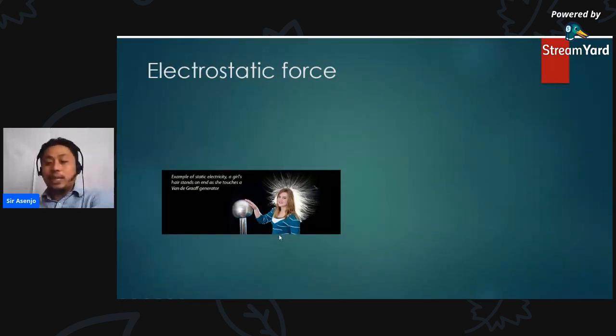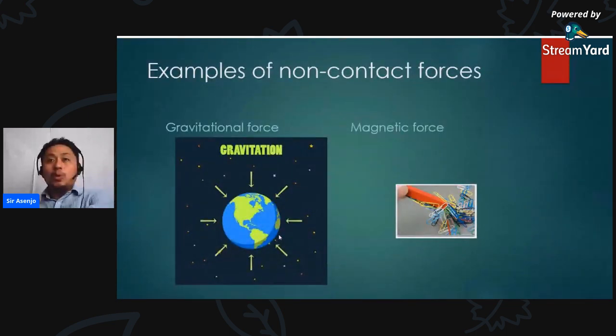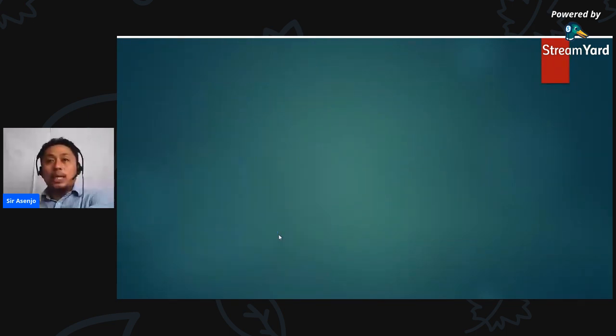Again, what are the examples of non-contact force? We have gravitational force, magnetic force, and electrostatic force.